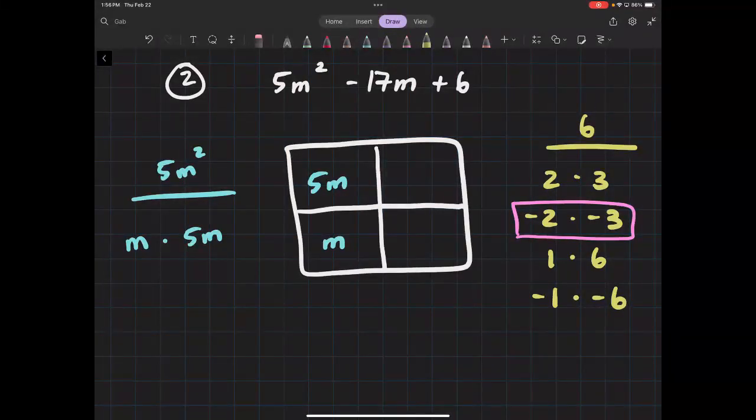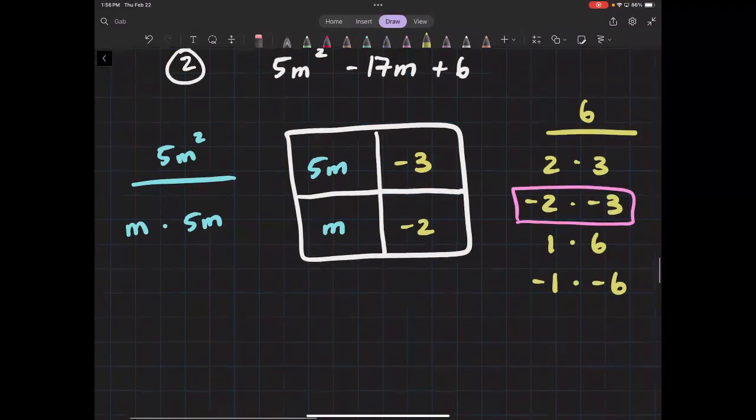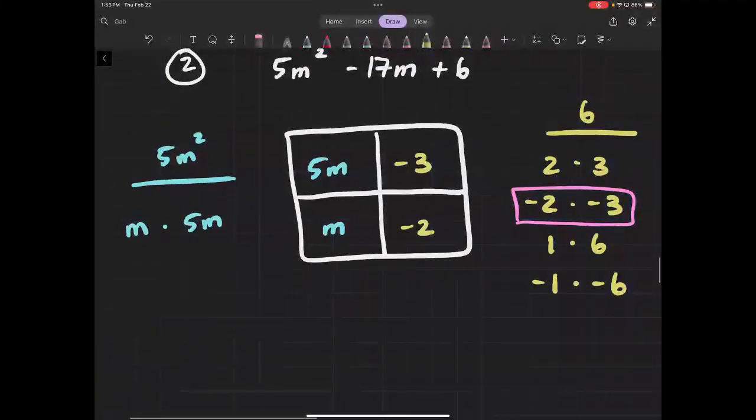Alright, which one do you guys want to put at the top? -3? Yes. And then at the bottom, -2. Okay, so let's check it. And I hope you guys are writing in pencil.